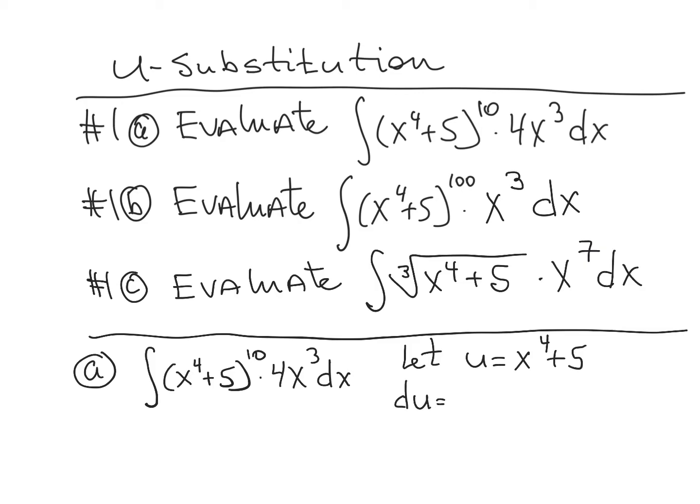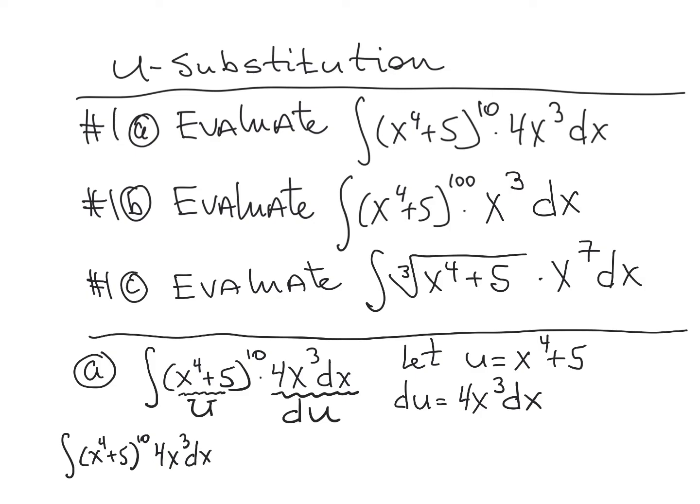Then we need to equate the differentials, that is du with dx. Du would be 4 times x cubed dx. We can see that there is x to the 4th plus 5 in the integral. We call it u. There is 4x cubed dx. We'll call it du. And so the integral in variable x to the 4th plus 5 to the 10th times 4x cubed dx, with this u substitution, is transformed to an integral in variable u that is in a much easier form to solve.